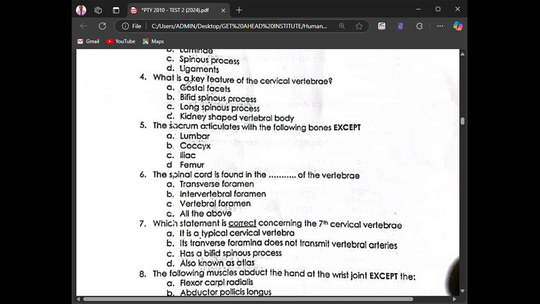Question 4. What is the key feature of the cervical vertebrae? A. Costal facets. B. Bifid spinous process. C. Long spinous process. D. Kidney shaped vertebral body. What are you going with?